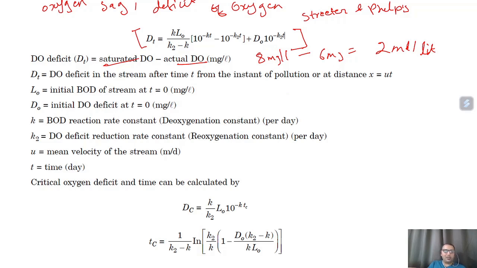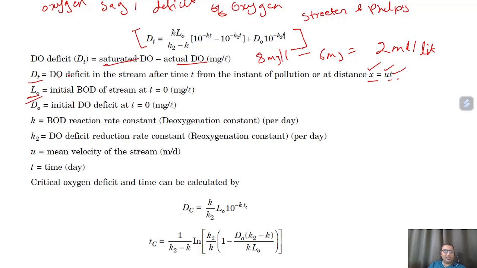Let us try to understand what those are, and after this we are going to actually look at solving a small river water problem. So Dt, what is Dt? Dt is a DO deficit in the stream after time t, after the water has traveled for certain time distance from the instant of pollution, or at a distance x equal to ut. So u is the velocity at which the river water is flowing, and x is the distance traveled by that water, and t is the time taken. So we will see one by one what it means.